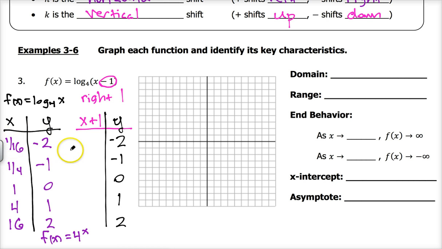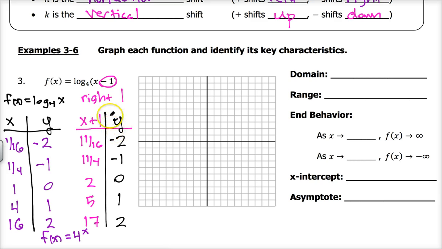So 1/16 plus 1 is just 1 and 1/16. 1/4 plus 1 is 1 and 1/4. 1 plus 1 is 2. 4 plus 1 is 5. And 16 plus 1 is 17. So these are the values that I'm actually going to plot for this graph.